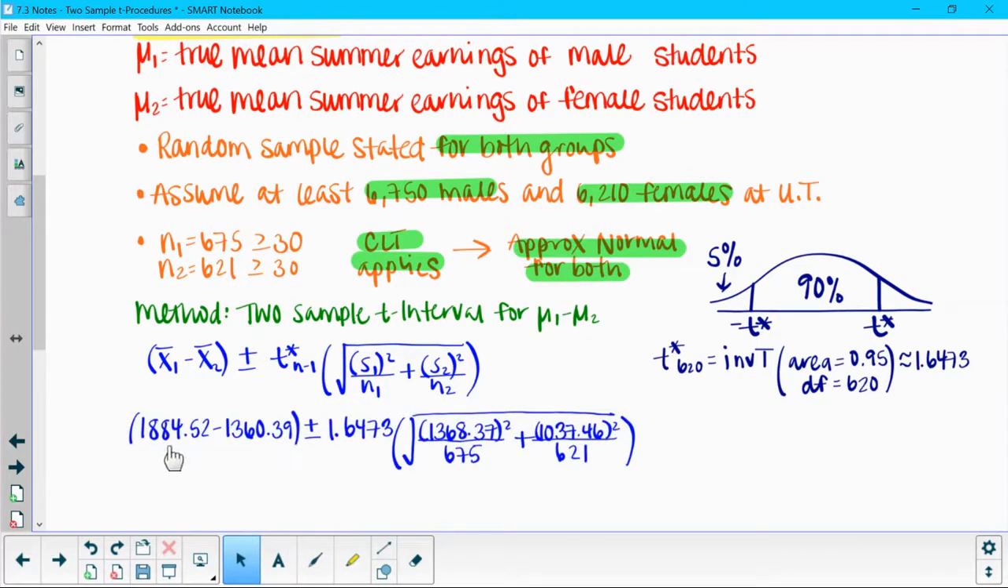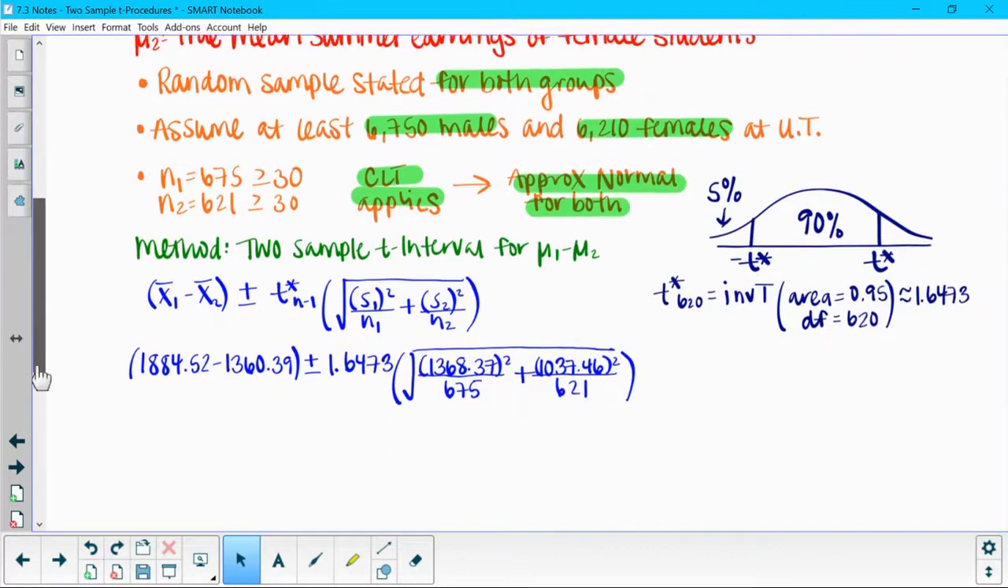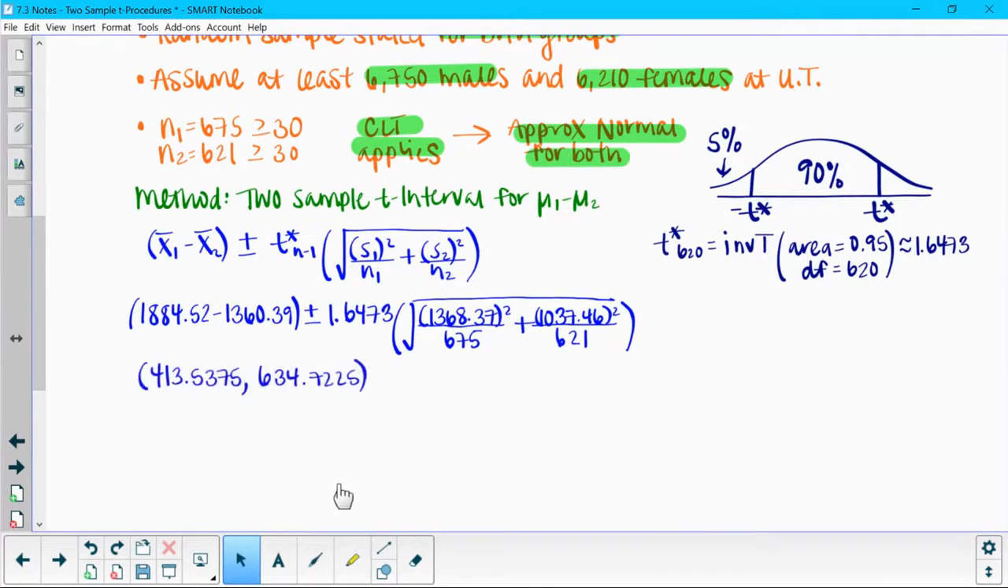I'm going to plug everything I know into my formula: my sample mean of men, sample mean of women, my t-star value, standard deviation of group 1, sample size of group 1, standard deviation of group 2, sample size of group 2. Plugging all of that into my calculator gives me the confidence interval from 413.5375 to 634.7225.